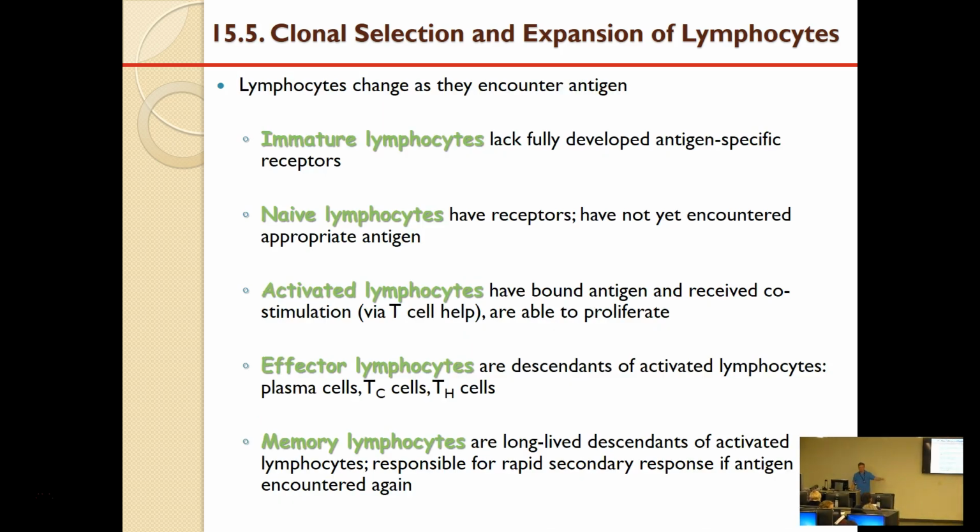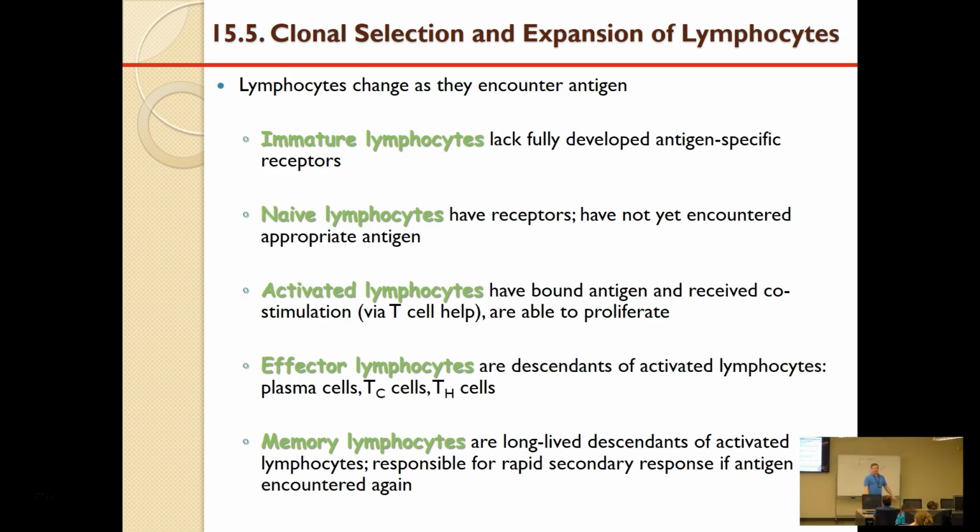All right, so here are those different classes or the different stages that they go through. I've used these words a lot, but now you've got a slide here to show it to you. Immature: they lack fully developed antigen-specific receptors. So they have been created, but they don't have their receptor up on their surface yet. In this case, these are just lymphocytes, so this could be B or T cells. They both go through the same stages. They first come out of the hematopoietic stem cell. They don't have the receptors yet, so they're immature.